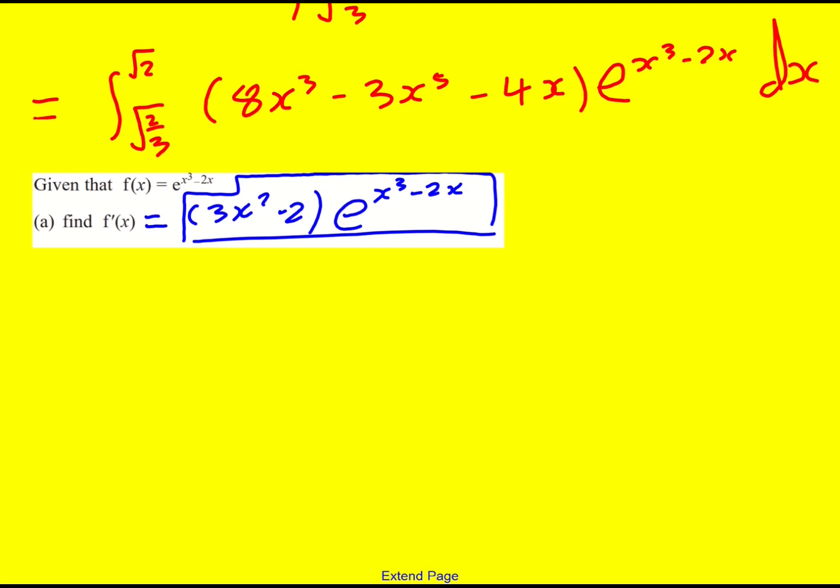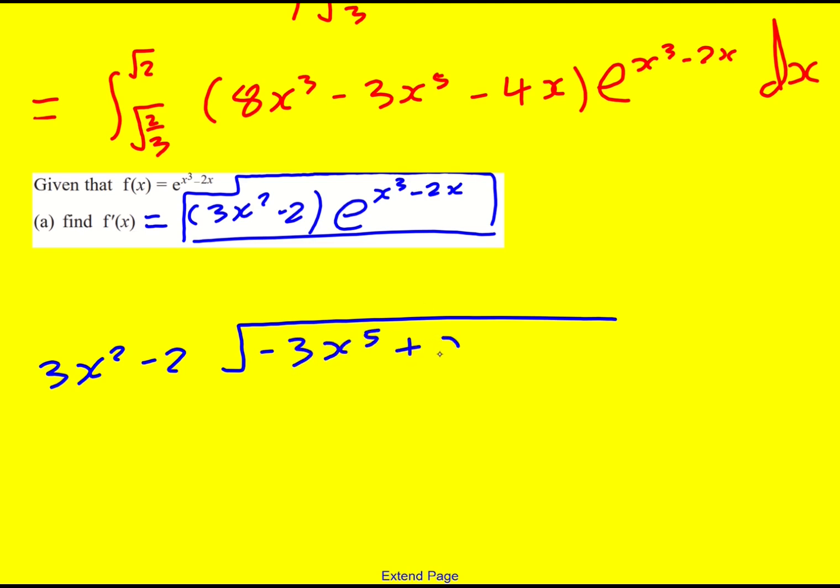So I decided to do a polynomial division. Let's just see what happens when I divide 8x cubed minus 3x to the 5 minus 4x by this 3x squared minus 2. Oh, and I need to write it now in order of powers. So minus 3x to the 5 plus 0x to the 4 plus 8x cubed plus 0x squared minus 4x plus 0.